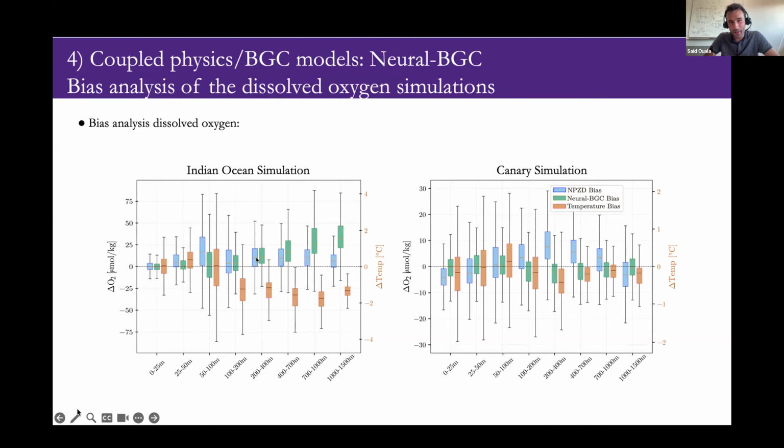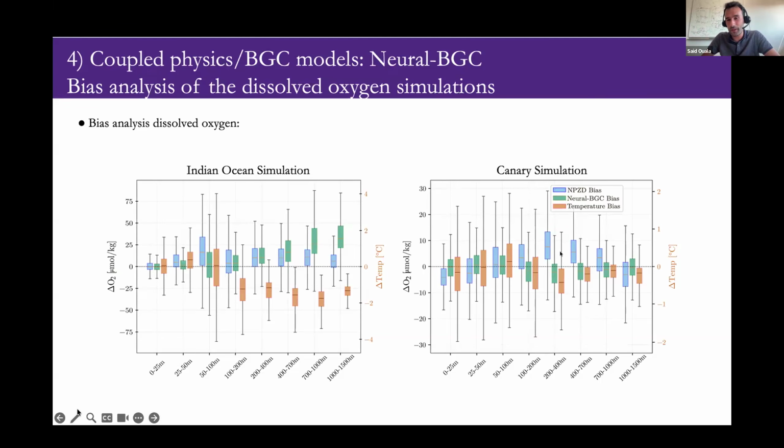But the NPZD model was quite robust to this bias in the physics, which suggests that there are bias compensation properties between the parameterization of the NPZD model and the parameterization of the physical model that allow it to compensate for the bias in the physics. This is something we cannot do on dissolved oxygen, because we predict dissolved oxygen only based on physics, and we trained on observations. So if our simulation is biased with respect to observation, we'll have a bias in the dissolved oxygen simulations.